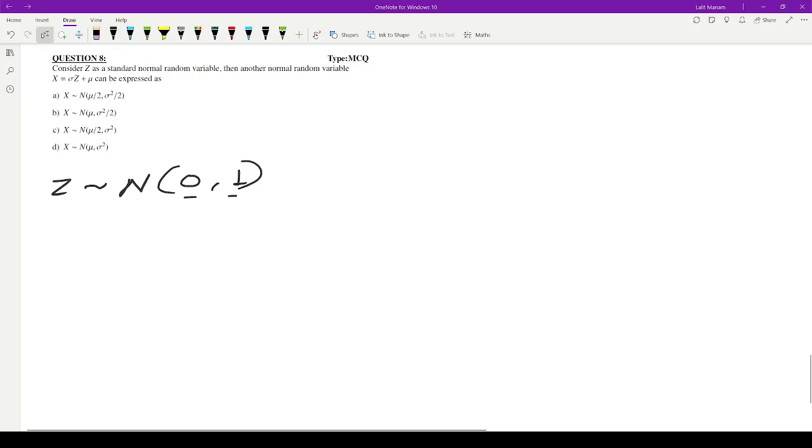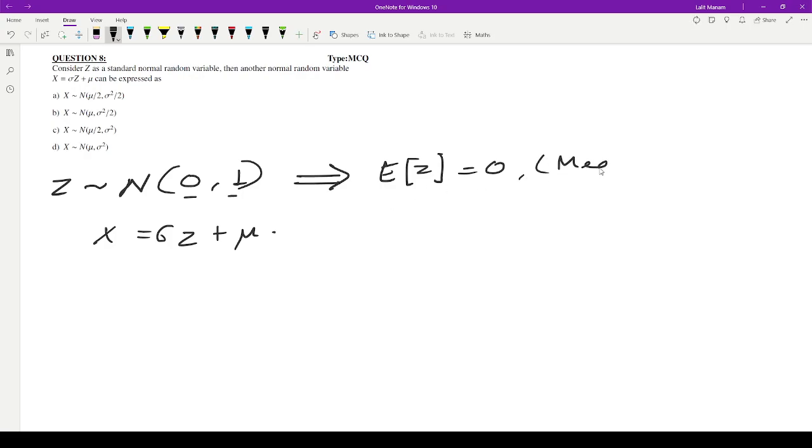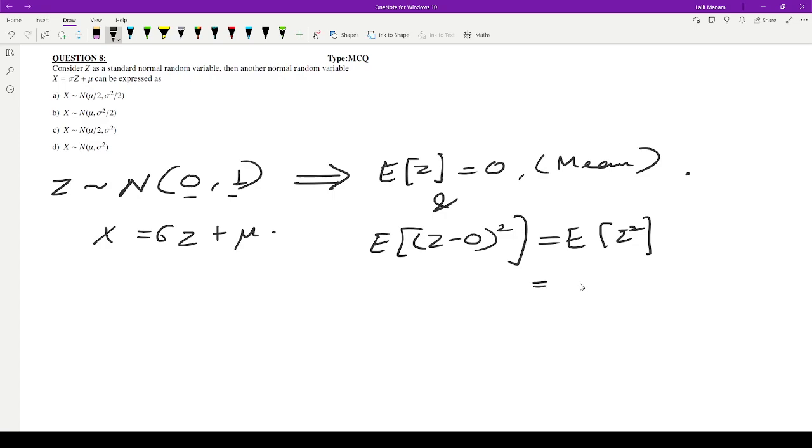Okay, so given that x equals sigma z plus mu, with this information we can imply that the expectation of z is 0, which is the mean, and the expectation of z minus mean, whole square, which is the variance, which is just the expectation of z square in this case, is 1.